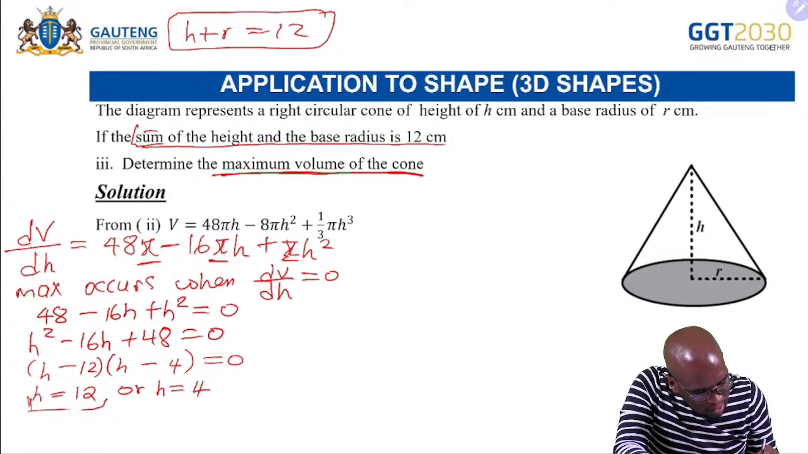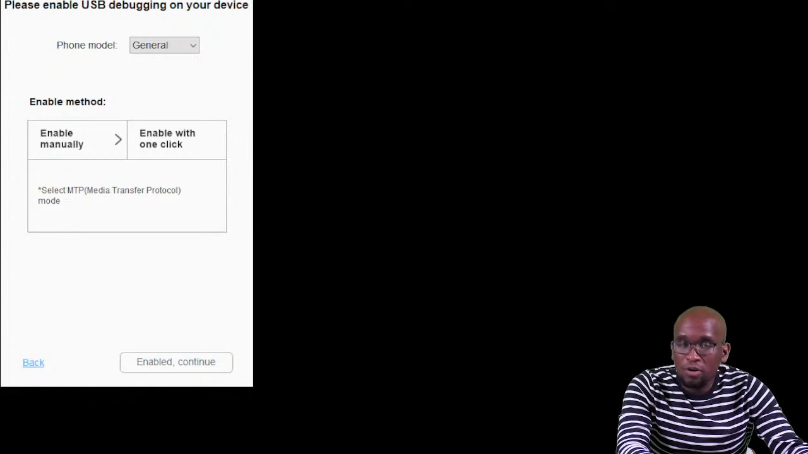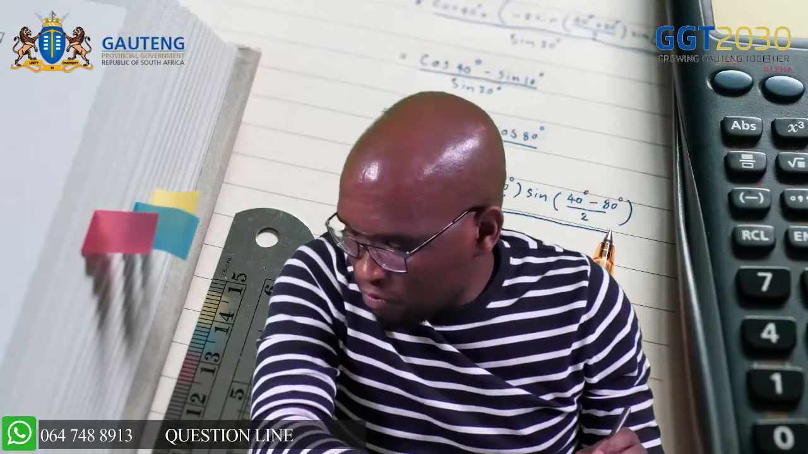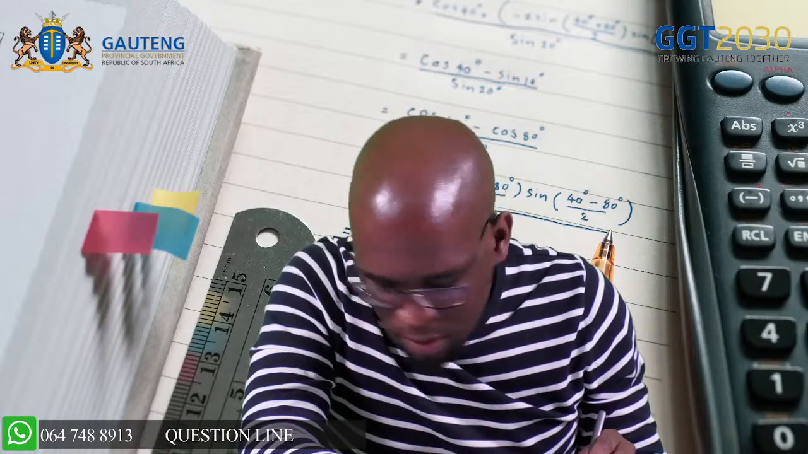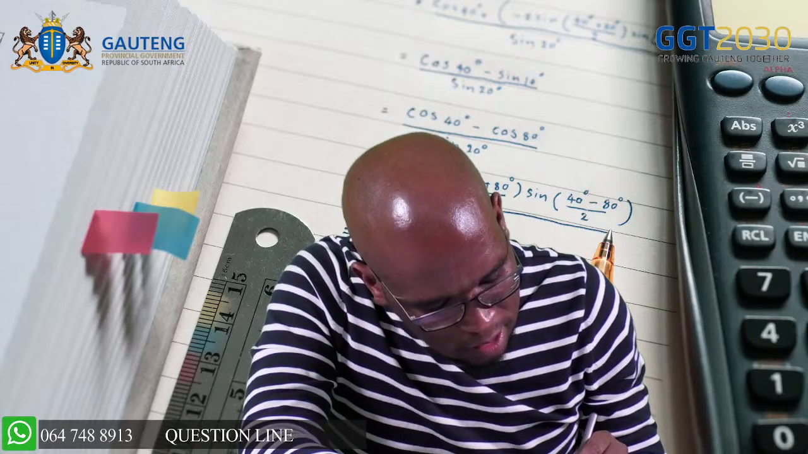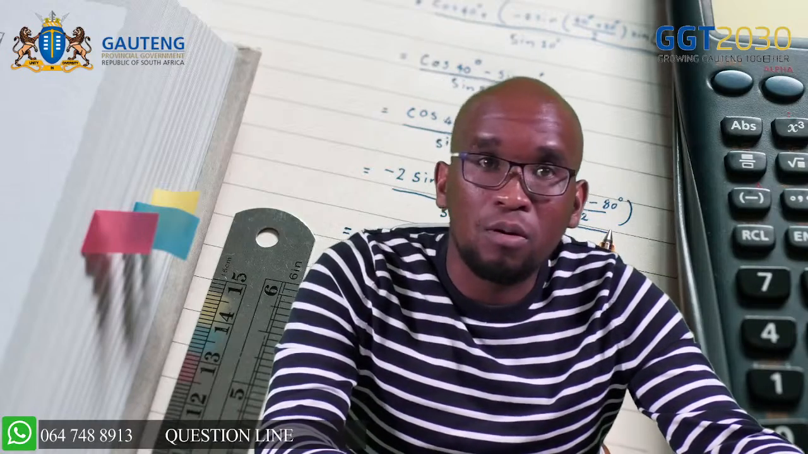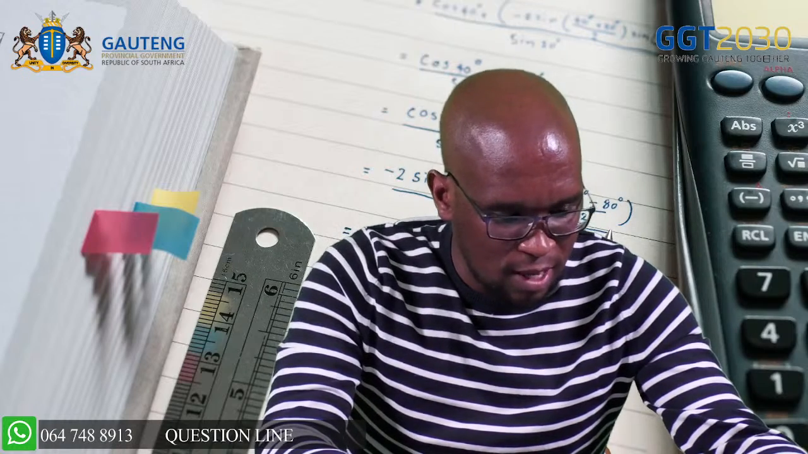So we'll say that max V would be equal to, you then put everything in your calculator to get the maximum value, and you will find that it is given by 268,08 centimeters. That would be the maximum volume of the cone. We are done with this particular example.